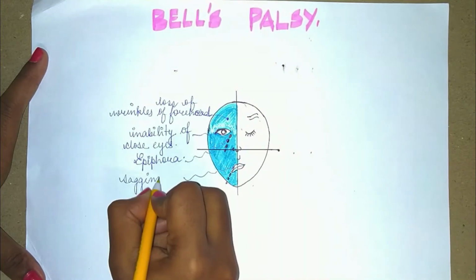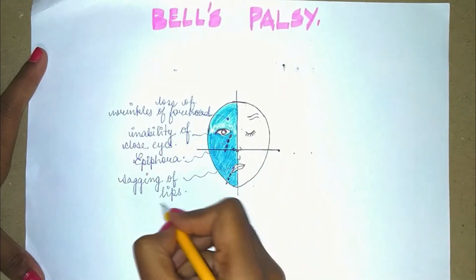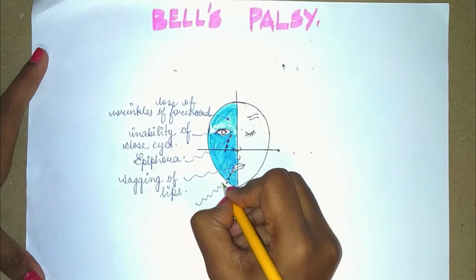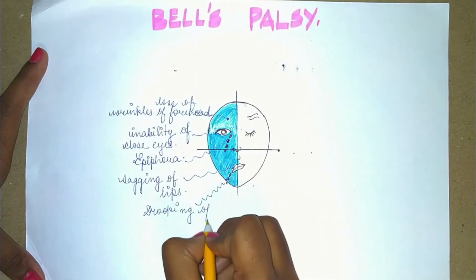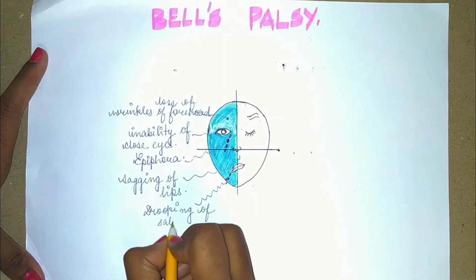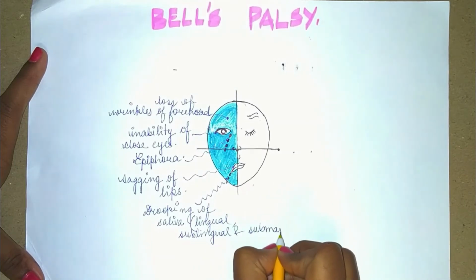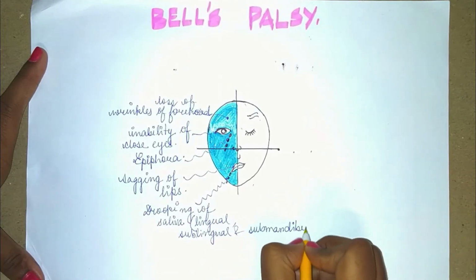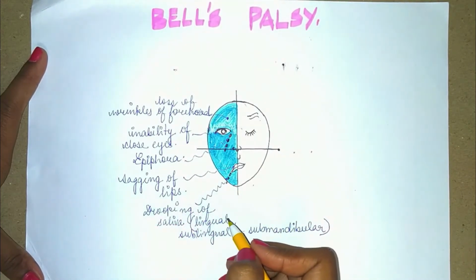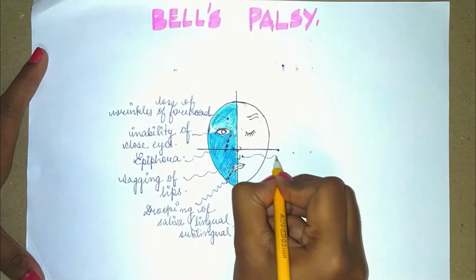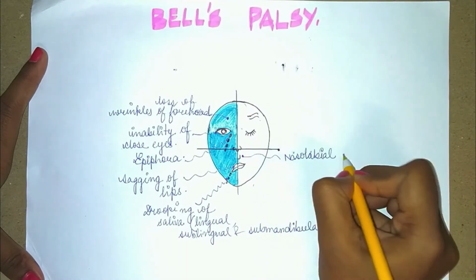The fourth point is sagging of lips. Now, with the sagging of lips, the next feature is of saliva and submandibular impairment. So the submandibular, sublingual and lingual impairment of glands affects as the drooping of saliva. There will be no nasolabial fold. The nasolabial fold is absent in the affected side.